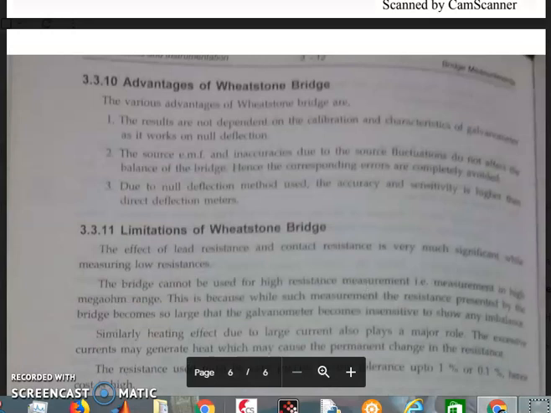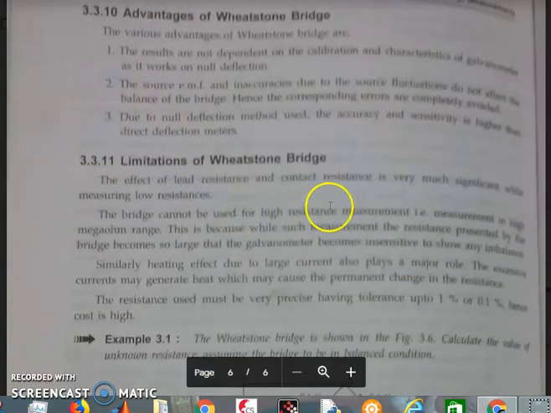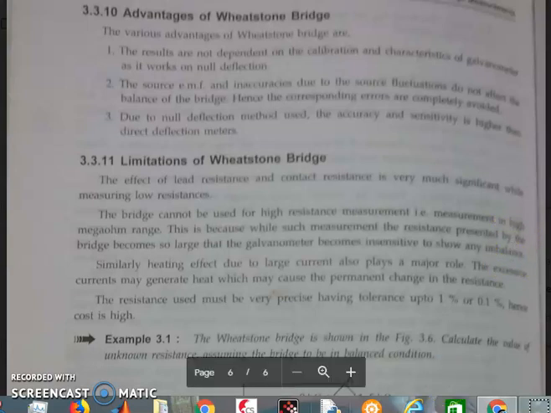So the advantages are, first, the result does not depend upon the calibration and characteristics of the galvanometer. Second, the source EMF and inaccuracy due to source fluctuation do not affect the balance of the bridge. Third, due to the null deflection method, the accuracy and sensitivity are higher than the direct deflection meter. And for limitations, we already discussed some errors. The effect of lead resistance and contact resistance is very significant while measuring low resistance. The bridge cannot be used for high resistance measurement. Similarly, the heating effect due to large current also plays a major role.